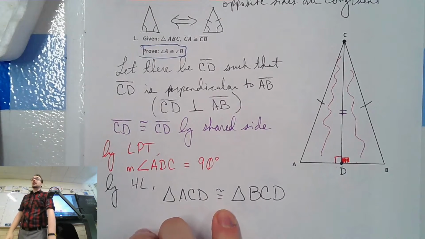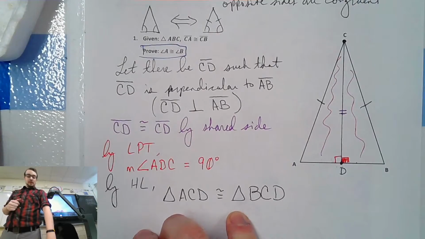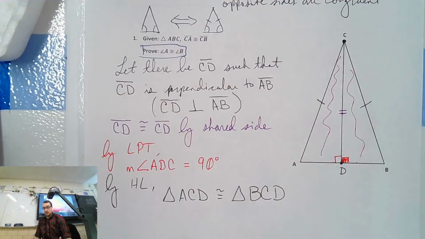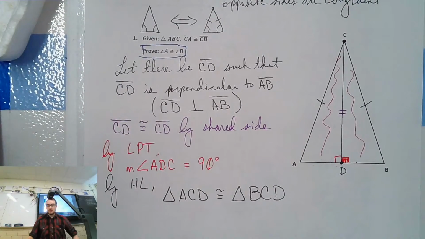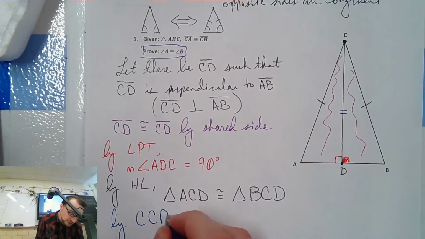So we prove the triangles are congruent. So if the triangles are congruent, we can say that their parts are congruent. Which parts? We're going to say these parts, right? So we're going to go back over this. Follow with me, okay? So I'm going to say by corresponding congruent parts, CCP.